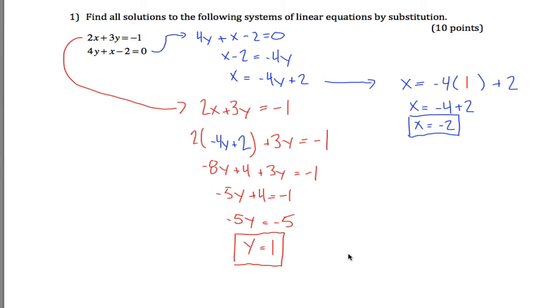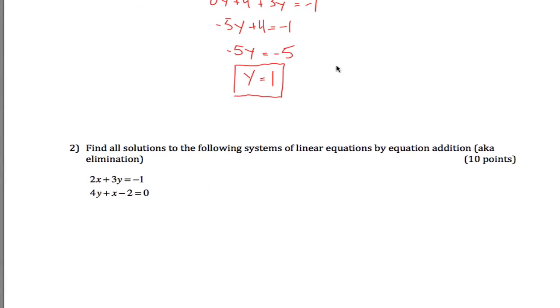Now that I have the answer, I want to try to recreate that. I want to get the same answer down here, I just want to get it using a different method. The method is equation addition. In order to add these equations up, I want them to be lined up. So I got 2x plus 3y equals negative 1. I got my x's, my y's, an equal sign, and then my numbers. Sure, that'll work as my template.